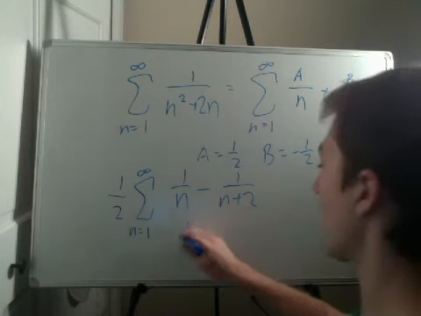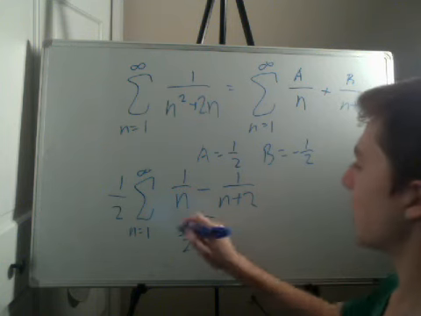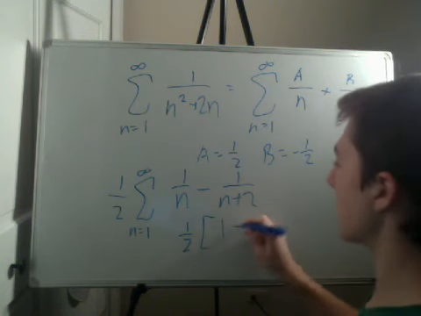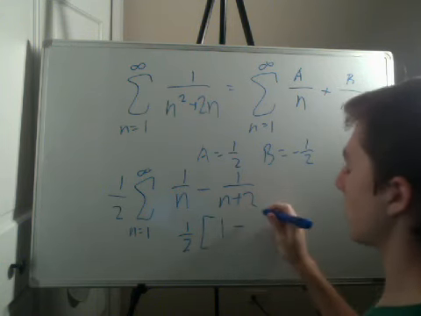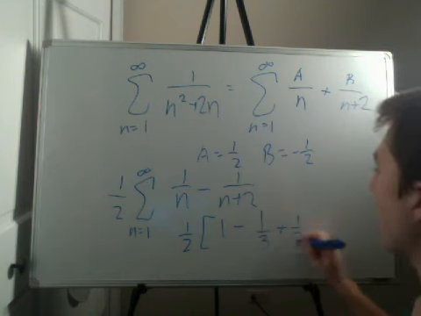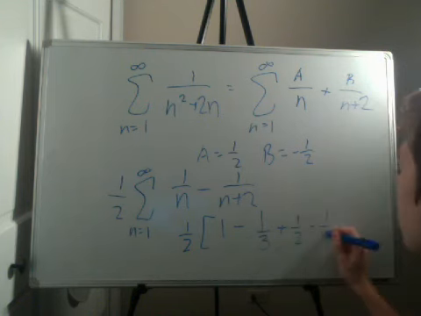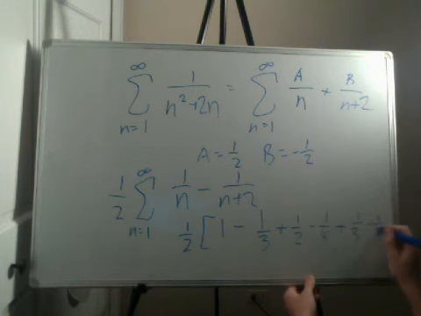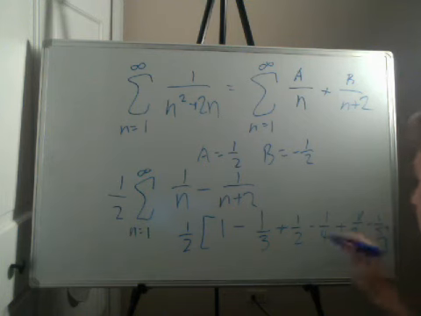So we'll get 1/2, 1 over 1, which is 1, minus 1 over 1 plus 2, which is 3, plus 1/2, minus 1/4, plus 1/3, minus 1/5, plus and so on. But do you notice something? These cancel out.